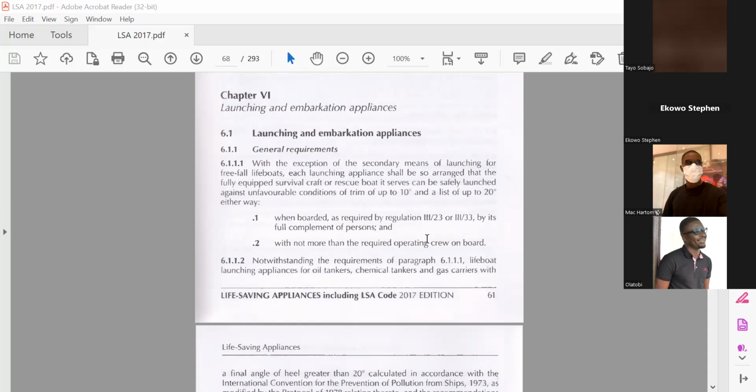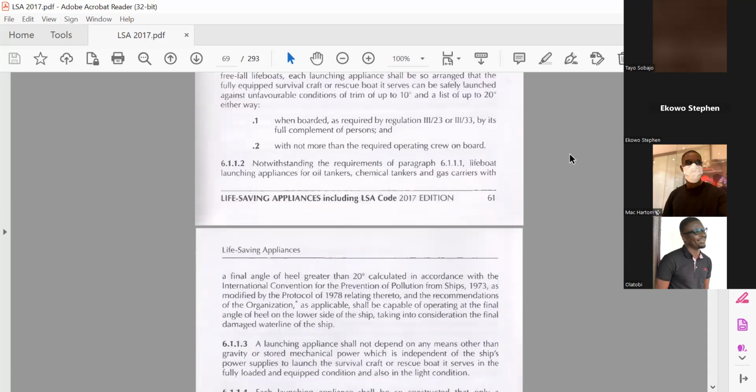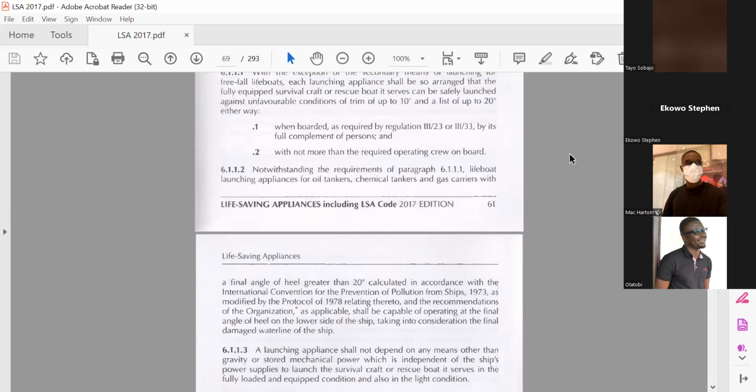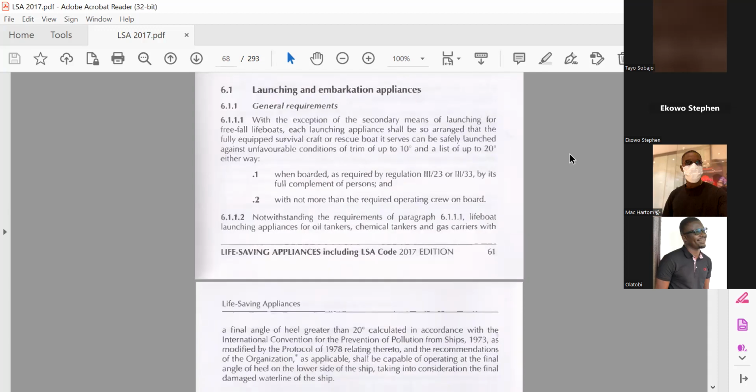It says with the exemption of this for free-fall lifeboats. Basically, it's not that we cannot use the secondary means, but it's better we use the primary means. The primary means is when everybody is boarded in the free-fall lifeboat, and the person in charge, the coxswain, releases the gear. That's the primary means. So yes, it says with the exemption of the secondary means.